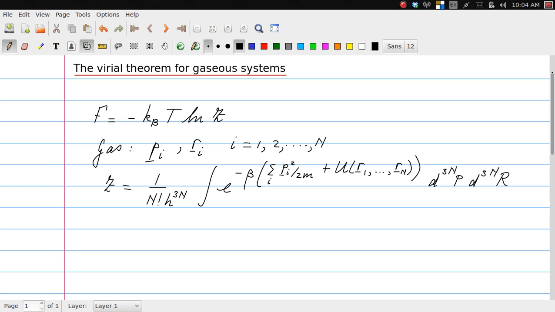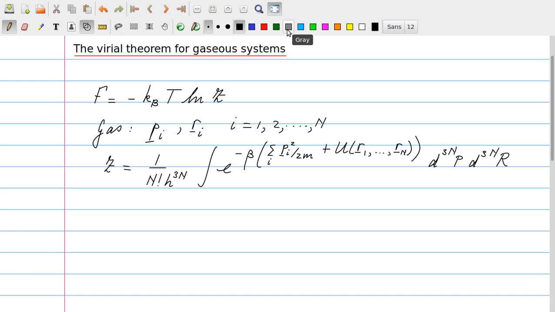So we are dealing with the virial theorem for gaseous systems, and what we want to do is first calculate the free energy, because from the free energy we can derive everything, including the pressure. We are dealing with a gaseous system, and the gas is composed of point particles, and these point particles are characterized by their momenta p_i and their positions r_i.